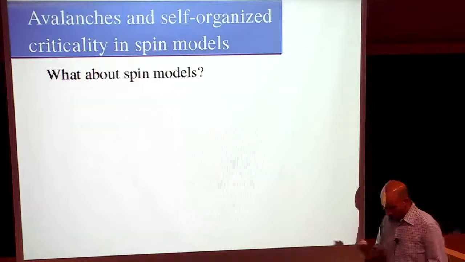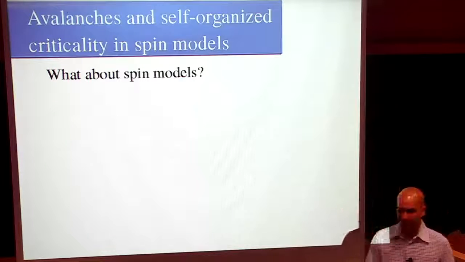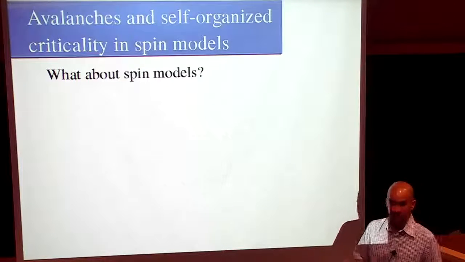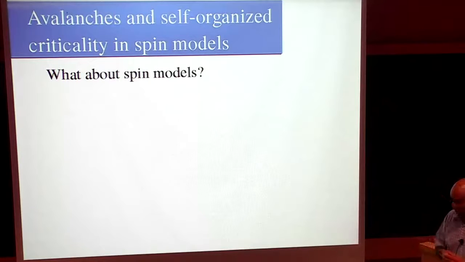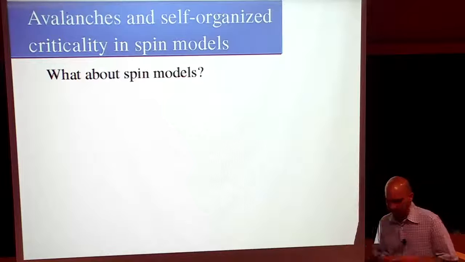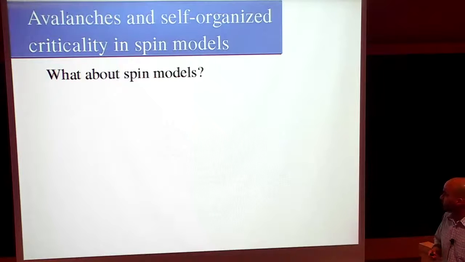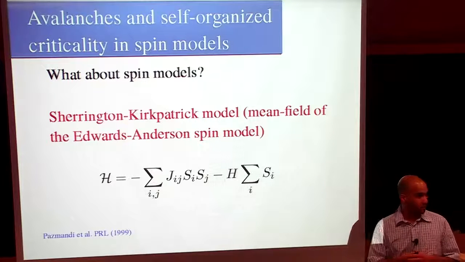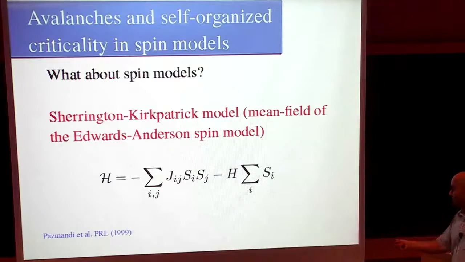That's why we turn to spin models, which we know can describe quite well some interesting physical phenomena, and so we want to look at self-organized criticality in spin models. So far there is one prominent example that has been shown to exhibit self-organized criticality. This was shown by Pazmandi and collaborators in 1999. They looked at the SK model in the presence of an external magnetic field, and they found this interesting behavior.